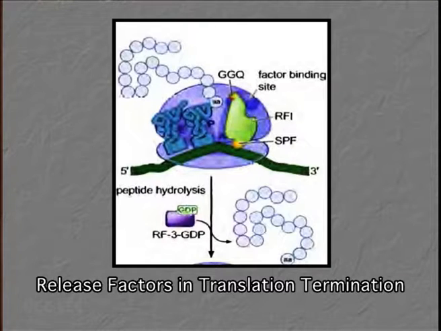Generally, RF1 or release factor 1 is involved in recognition of stop codon UAG, and release factor 2 is involved in recognition of stop codon UGA, whereas the third stop codon is recognized by both release factor 1 and release factor 2. So here we can see that the release factors are mimicking the charged tRNAs.